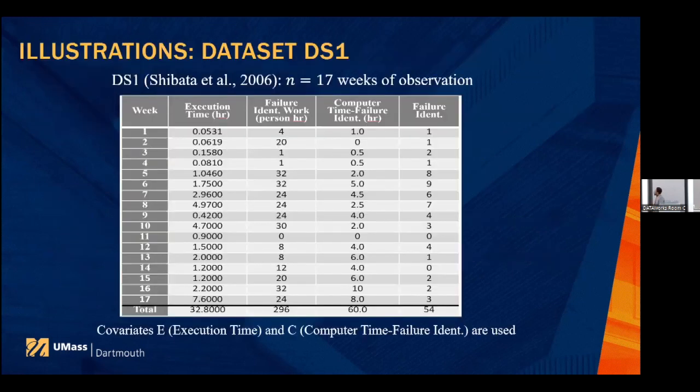For illustration purposes, we employ the DS1 data set by Shibata et al., 2006, which has n equals 17 weeks of observation with 3 covariates: execution time in hours, failure identification time in person hours, and computer failure time in hours, with the corresponding failures. Specifically, for illustration, we use the covariates E and C for plotting our graphs.